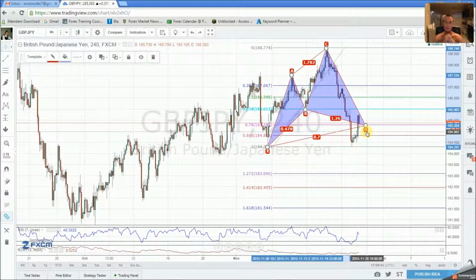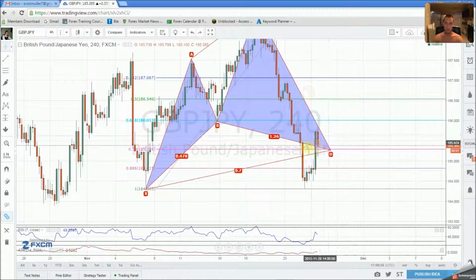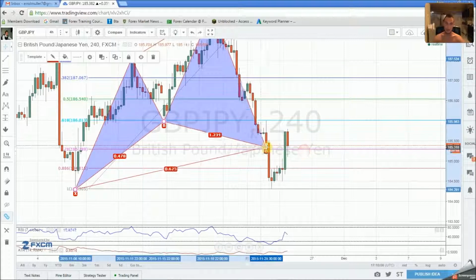Not over weekends, because over weekends I'm still open charts. I usually do back testing over weekends, but this is what I do every single day. So there you've got it, bullish alpha pattern set up. It completed, let me zoom in for you guys. It completed right here at the D leg.